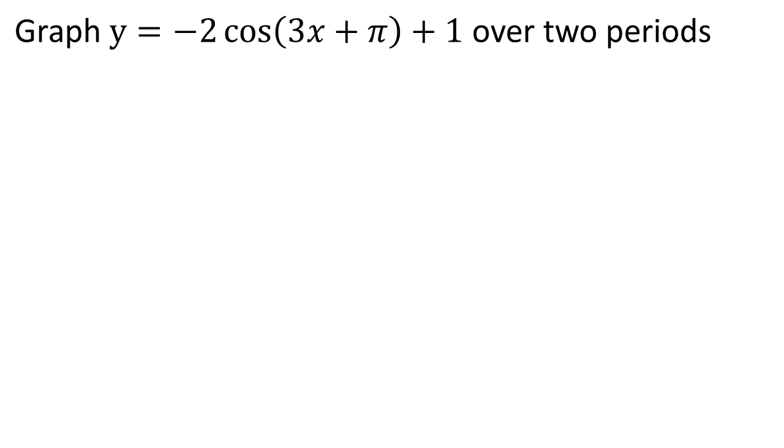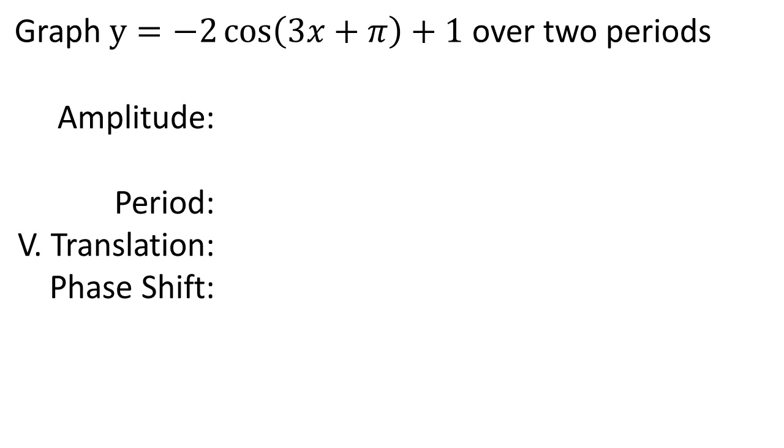So let's graph an example, and let's graph an example that has all 4 elements to it. I want to graph y equals negative 2 cosine of (3x plus pi), plus 1. I want to graph that over 2 periods. So I'm going to do that by making this chart. Actually, the first thing I'm going to do is write down all 4 parts: the amplitude, the period, the vertical translation, and the phase shift.